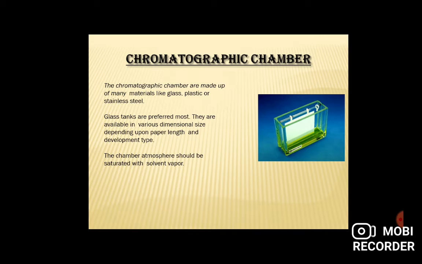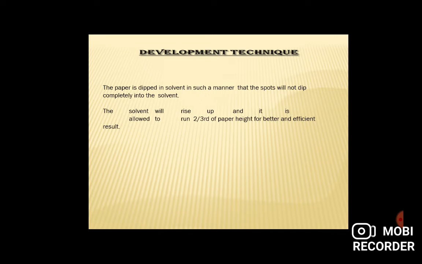So that is the chromatographic chamber. The chromatographic chamber is made mainly of glass, plastic or stainless steel. Glass tanks are preferred most to avoid leaching. They are available in various dimensions and sizes, depending upon the paper length and the development type. The chamber atmosphere should be saturated with solvent vapor.